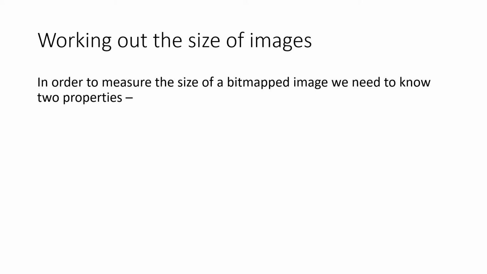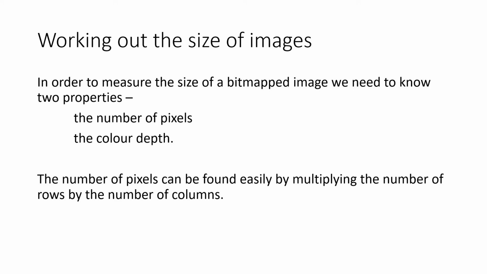How do we work out file sizes? Need to know two things. How many pixels do we have? And then for each of those pixels, we're going to record the color in there. And to do that, that's known as a color depth. How do you find the number of pixels? Well, really, the number of rows multiplied by the number of columns will give you the total number of pixels. Simply put, if you had 4 rows and 4 columns, each of those is a pixel, you'll have 16 pixels.